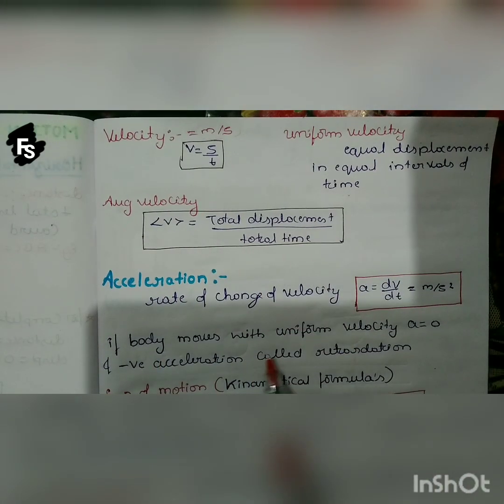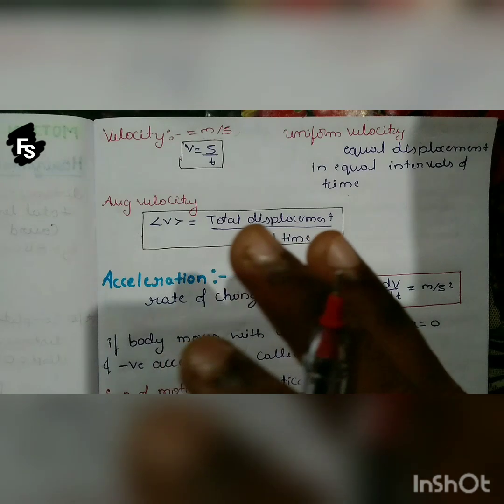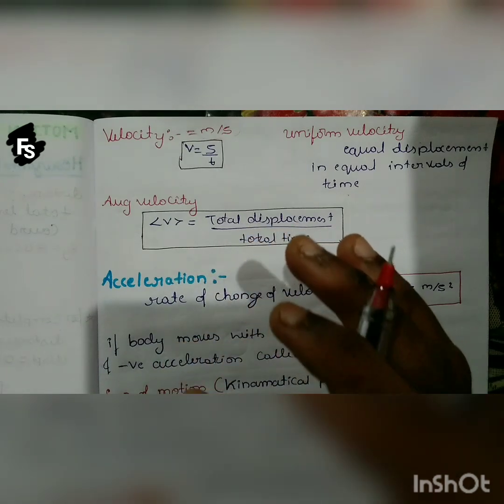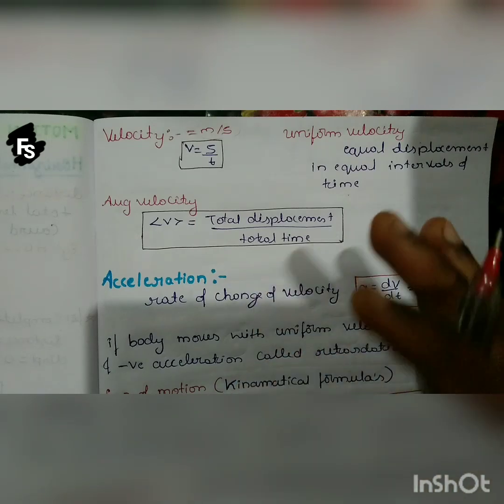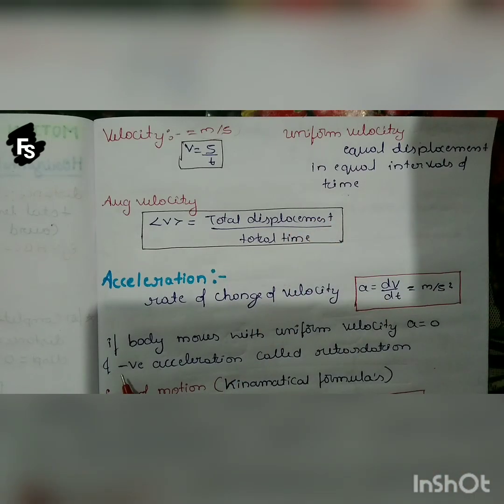If a body moves with uniform velocity, then acceleration is 0. If a body moves with uniform velocity, meaning it covers equal displacement in equal intervals of time, then its acceleration must be 0. Then negative acceleration is called retardation. Negative acceleration means, for example, a car slowing down. This acceleration makes the body move slowly. This is known as retardation. Negative acceleration is called retardation.